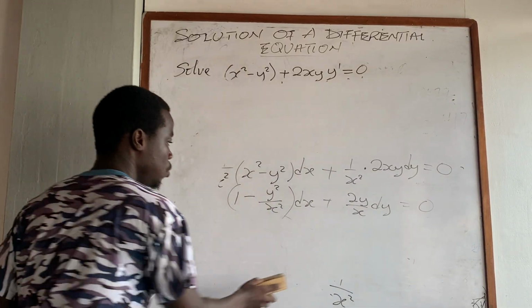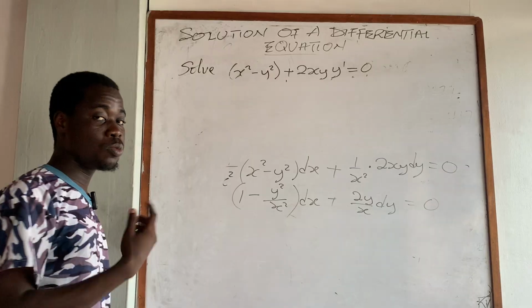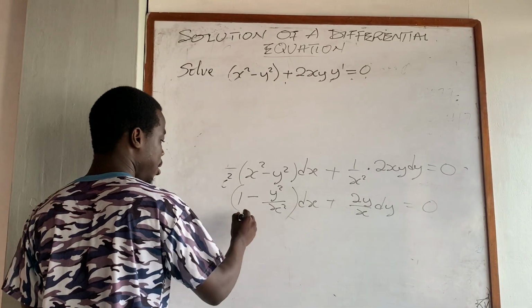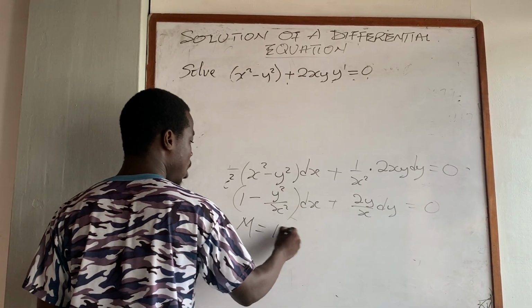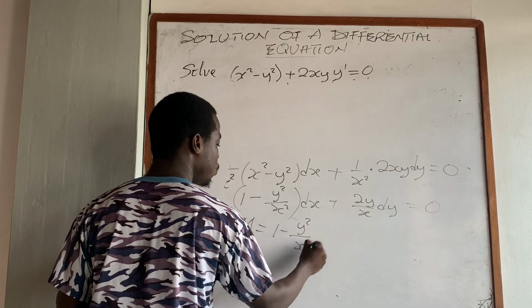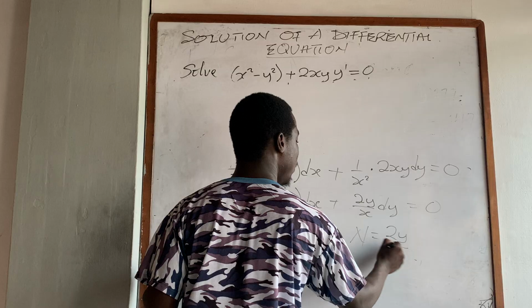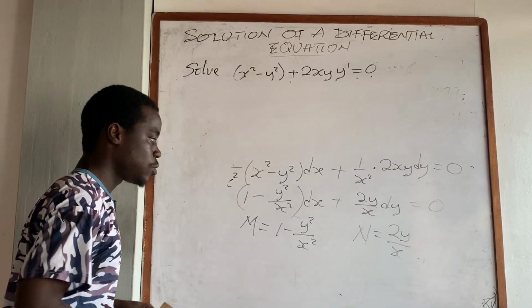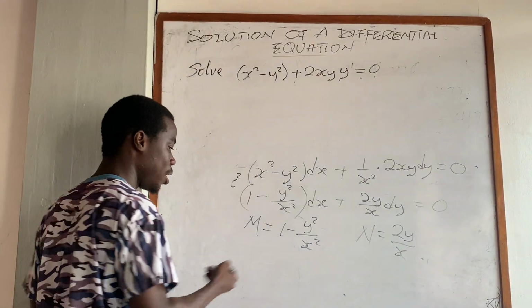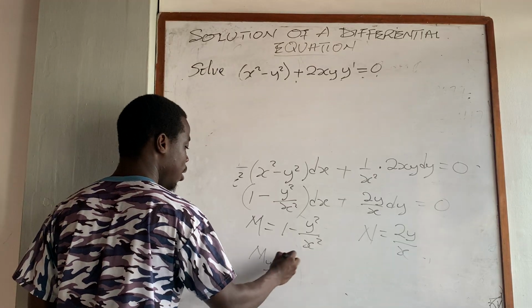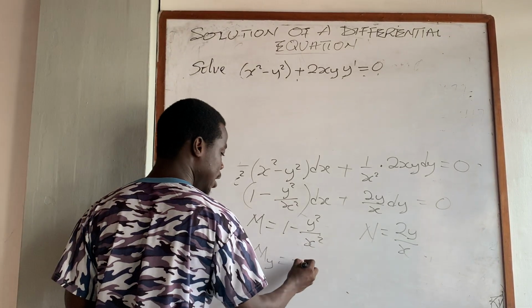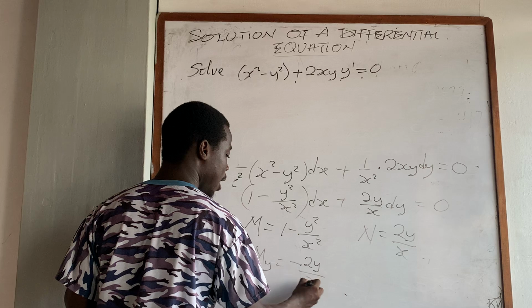All right. So I want to check whether it will be exact. So here, if you check it again, my M here will be equal to 1 minus y squared over x squared, and my N here will be equal to 2y over x. So I have to differentiate this one with respect to y. That is M sub y. So if I do that, I will get negative 2y over x squared.